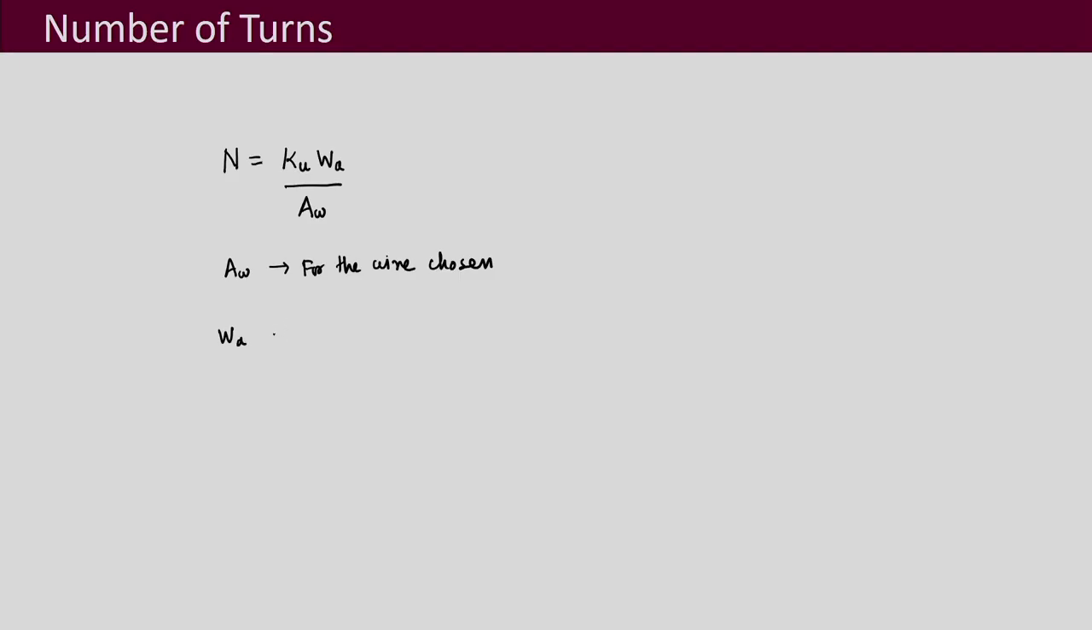Using that, you can then calculate your number of turns. Number of turns will be Ku WA by AW. Now, this AW is for the wire that you have chosen. Don't substitute the AW that you have calculated, because once you have chosen a particular wire, that cross-sectional area may be a little higher than your calculated AW. So, this is what you should be careful about. And WA, the value you will obtain from the data sheet of the core that you have selected.